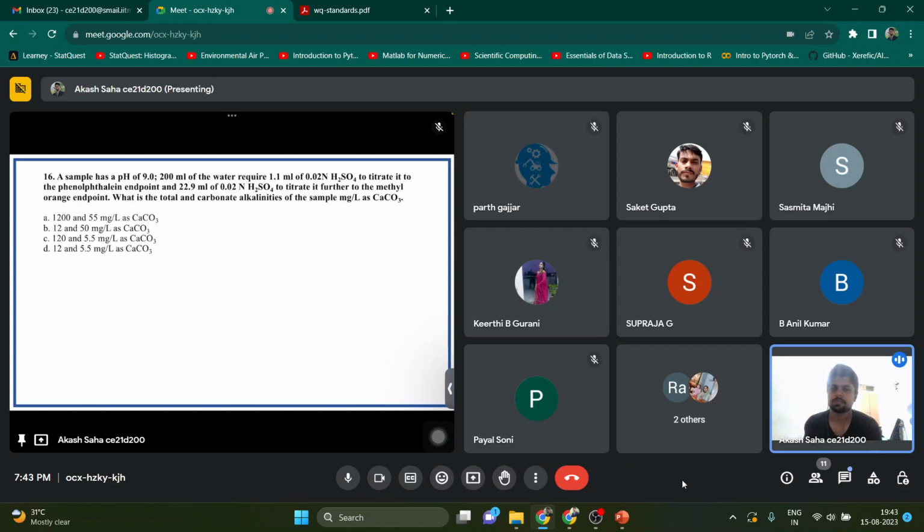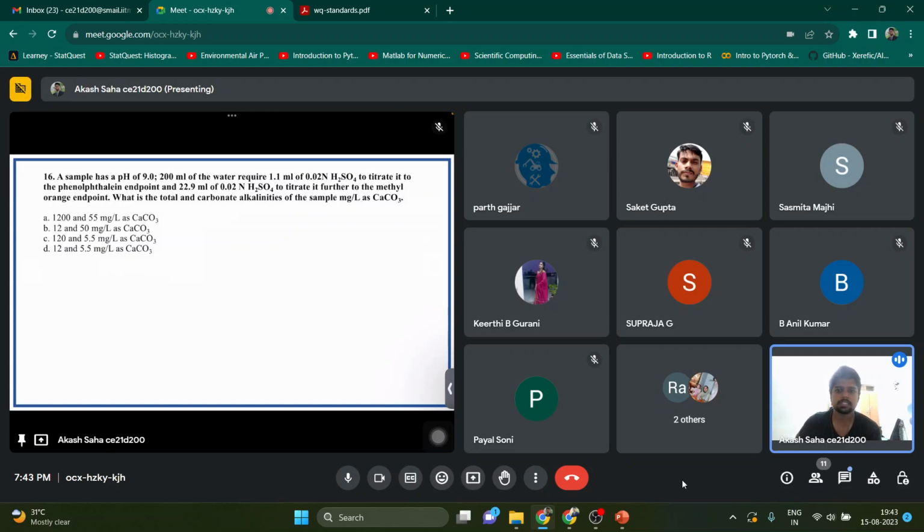Okay, another question. Just listen to the question carefully. A sample has a pH of 9. 200 ml of water require 1.1 ml of 0.02 normal H2SO4 to titrate it to phenolphthalein endpoint, and 22.9 ml of H2SO4 is required to titrate it to further methyl orange endpoint. So what is the total and the carbonate alkalinity? You have to find the total and the carbonate alkalinity. And now we have to find these alkalinities in terms of mg per liter as CaCO3.